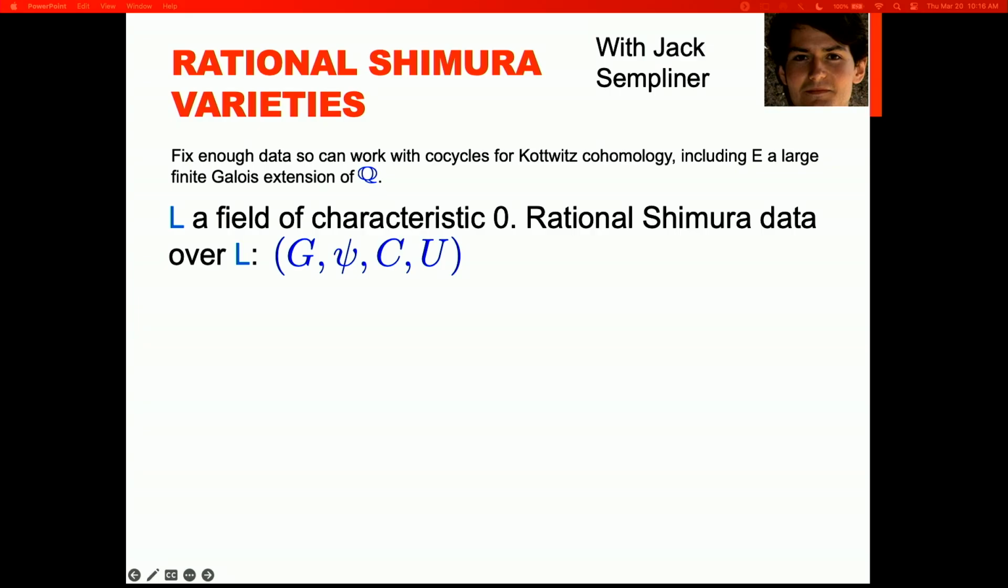Okay, so I will finish by discussing a suggested reformulation of this, which seems to me to look more natural. This is joint work with Jack Sempliner. I should stress that all the hard work is in the original Langlands theory. This is simply another way of describing the results.